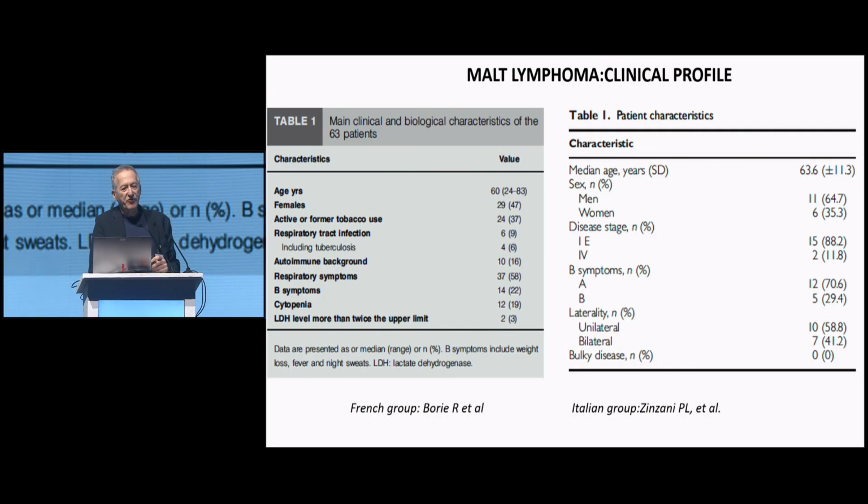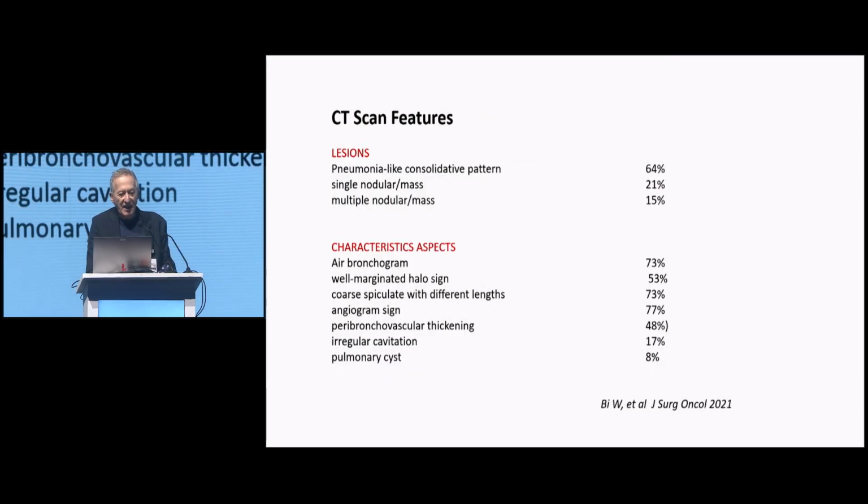Multiple lymphoma is the most frequent. Clinical profile is not typical. At least 30% of the cases can be asymptomatic. You can have a monoclonal spike in the serum. CT scan aspect can be suggestive.